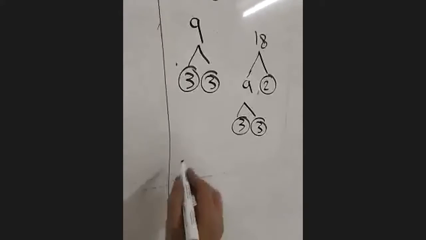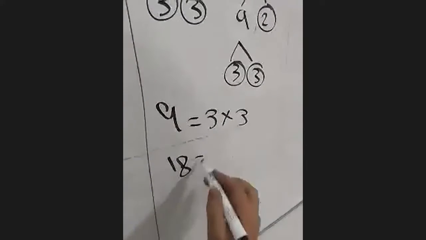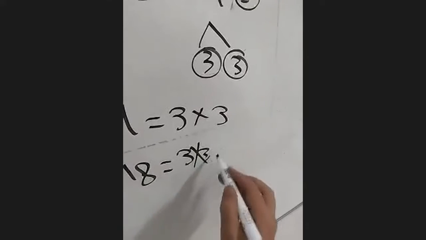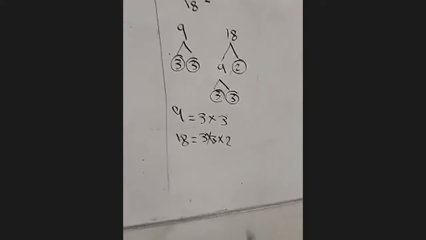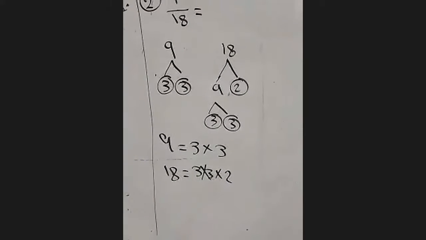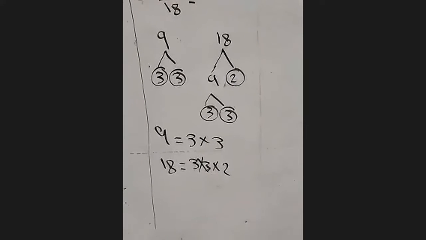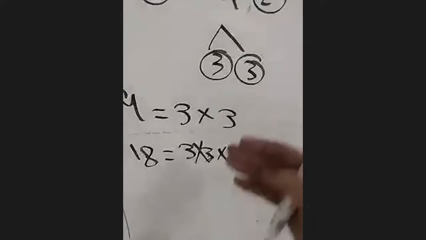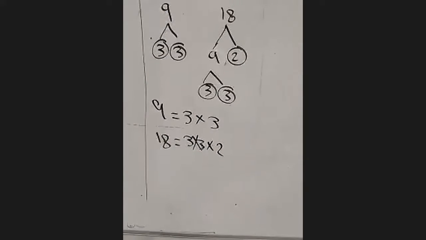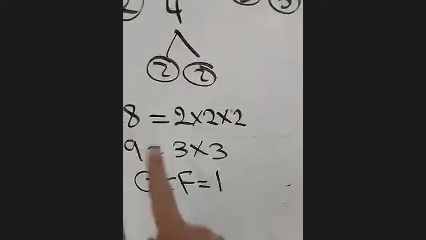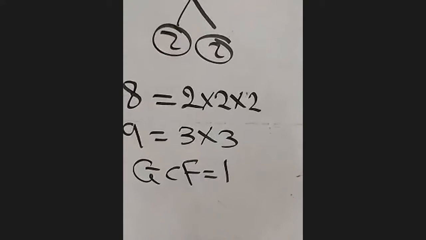Now let's write the 9. 9 equals 3 times 3. And the 18 equals 3 times 3 times what? 2. Now, do we have common? Mister, just a moment. What does common mean? Common means a number exists here and here. Here, do we have common? No. Do you understand the common?